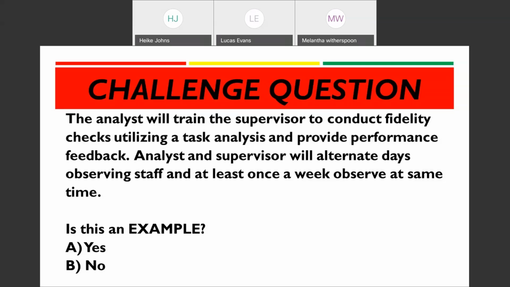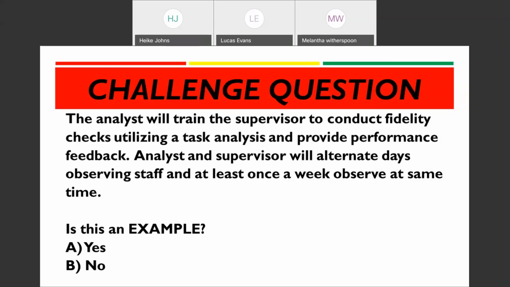I would consider this to be an example because you have a task analysis of what staff are supposed to be doing. You provide performance feedback, and there is a system in place for how to ensure that fidelity is happening. So you've got the supervisor that's been trained on how to check for fidelity. You've got the behavior analyst and the supervisor alternating when they're going to be doing fidelity checks. You've got some interobserver reliability happening because they are having times of the week that they're syncing up and making sure that they're continuing to observe the same way.